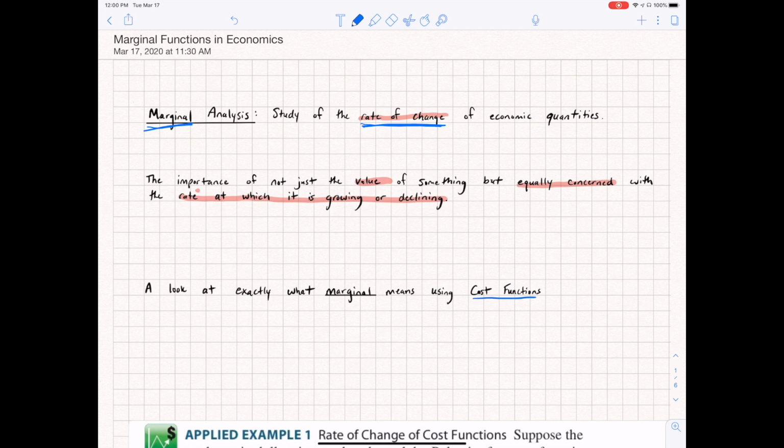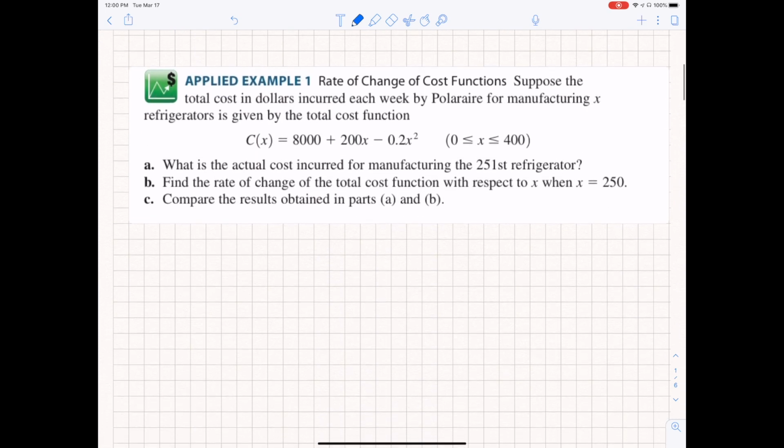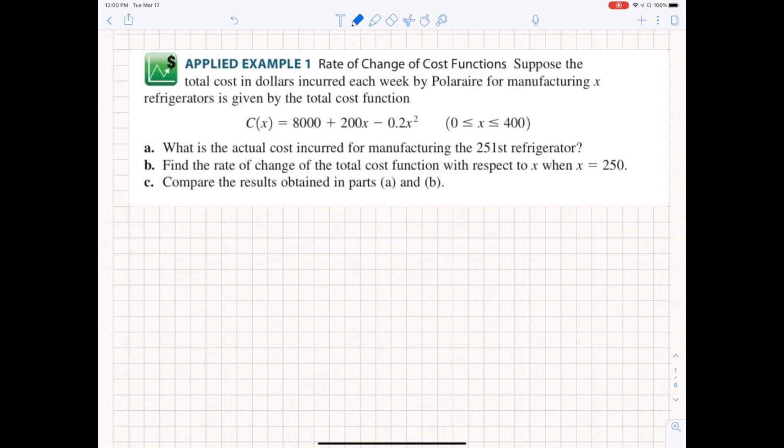And so I have this problem as applied example one, rate of change of cost functions. Suppose the total cost in dollars incurred each week by Polar Air for manufacturing x refrigerators is given by the total cost function C of x is equal to 8,000 plus 200x minus 0.2x squared. And x is going to range from 0 to 400. So essentially, we are producing from none up to 400 refrigerators.